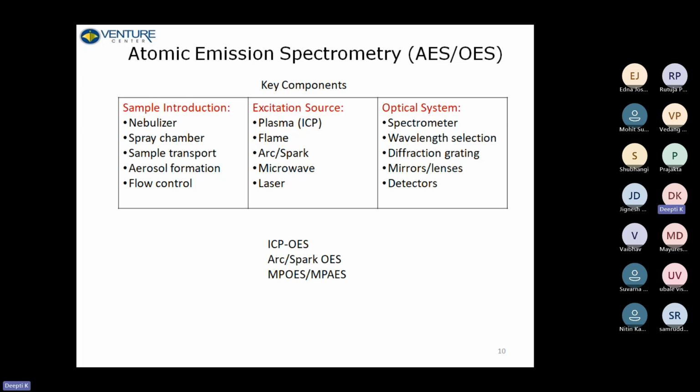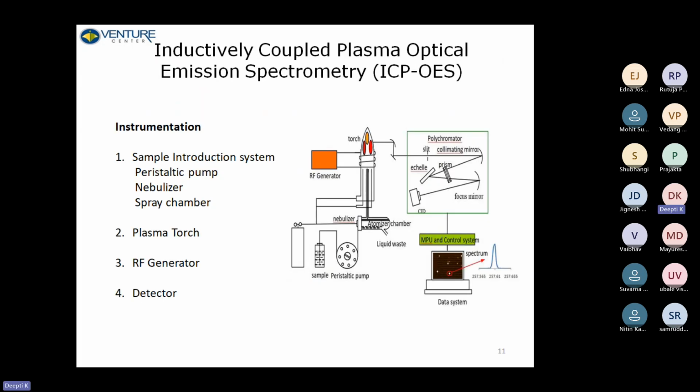Ultimately, the solution is then transported to the excitation source. In the excitation source, depending upon the excitation source, as I told you, the equipment can be categorized into separate classifications. If an inductively coupled plasma is used, it will be ICP OES. If it is a microwave plasma, it will be MP AES, or an arc spark can also be used. So there are different equipment that are known according to the excitation source that has been used. We'll see each one of them a little more in depth.